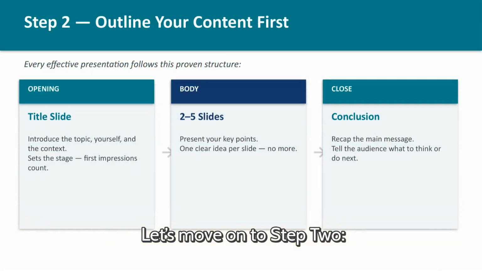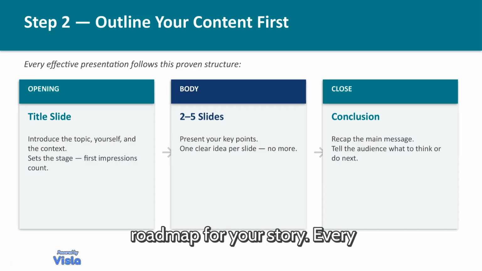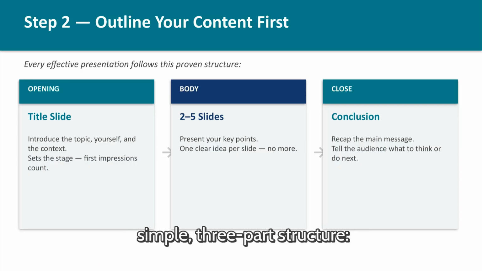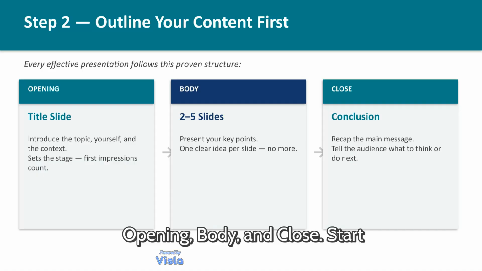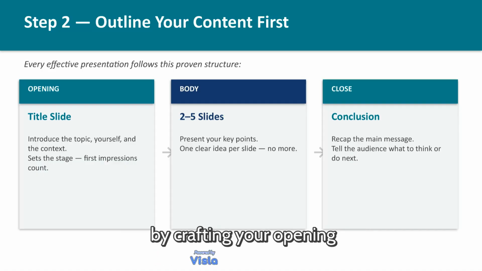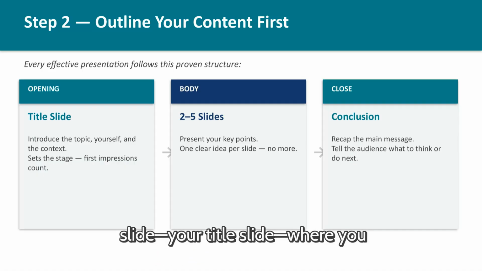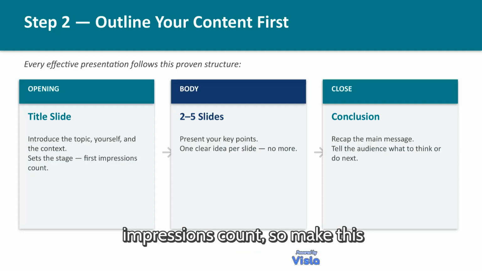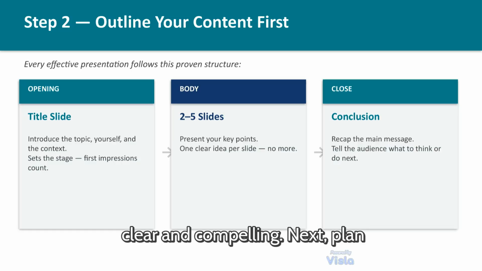Let's move on to step 2, outlining your content first. Think of this as drafting the roadmap for your story. Every effective presentation follows a simple 3-part structure: opening, body, and close. Start by crafting your opening slide, your title slide, where you introduce yourself, your topic, and set the stage. First impressions count, so make this clear and compelling.